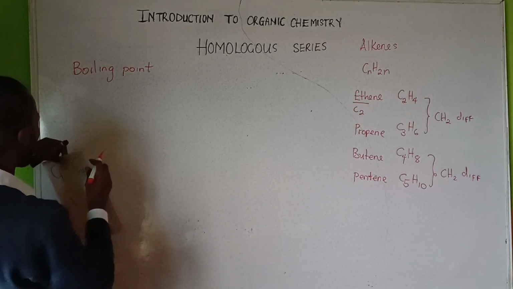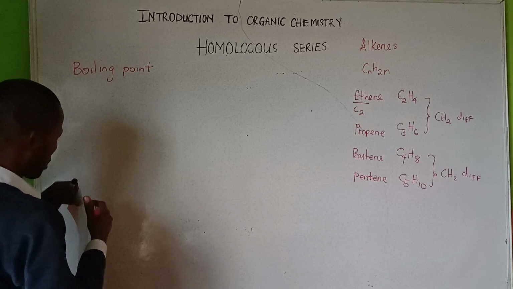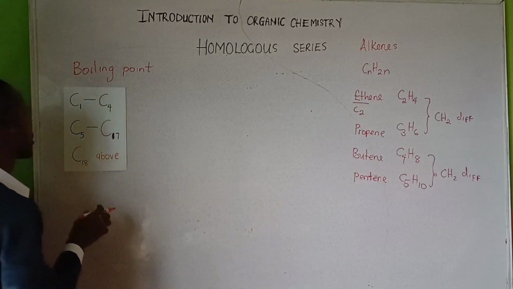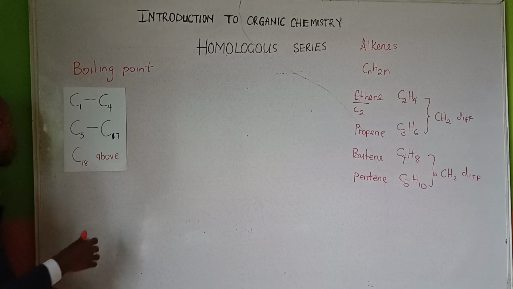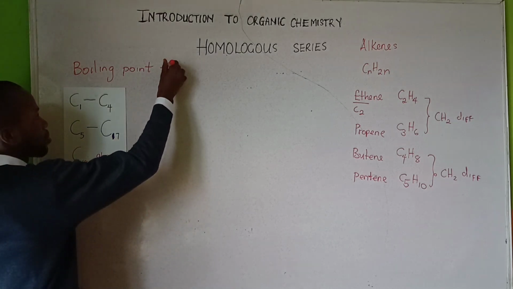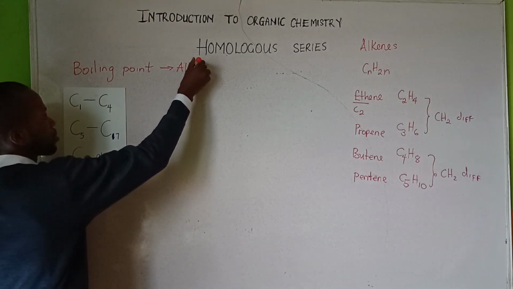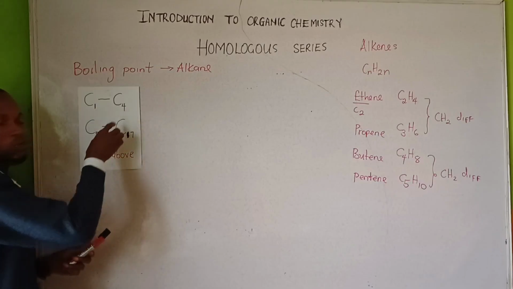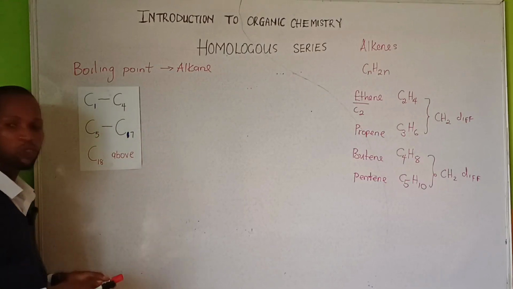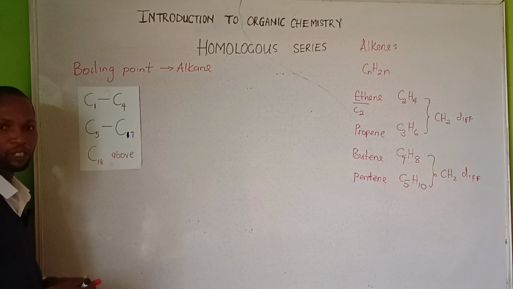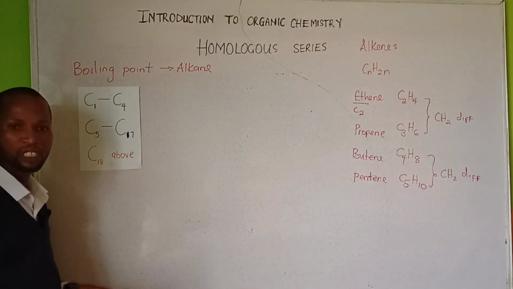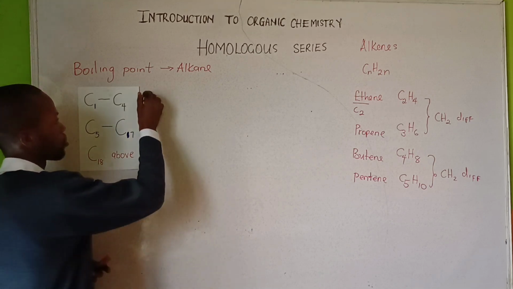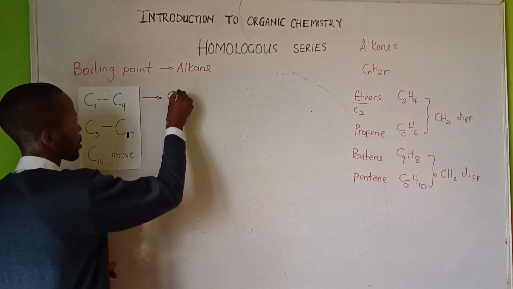We have, for instance, carbon 1 to carbon 4 of an alkane. For an alkane, carbon 1 to carbon 4, they are said to be gases at room temperature. That is, the methane, the ethane, the propane, the butane, they are all gases at room temperature.